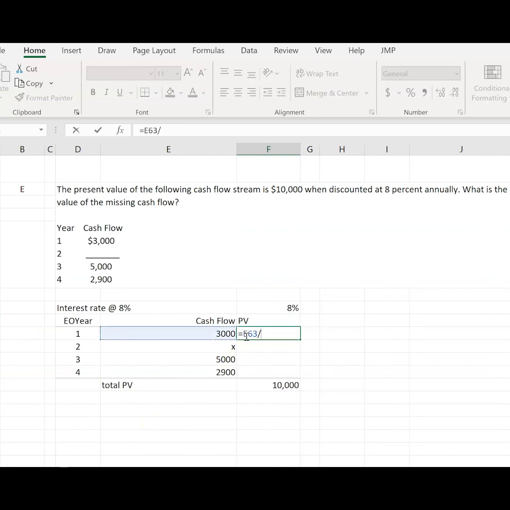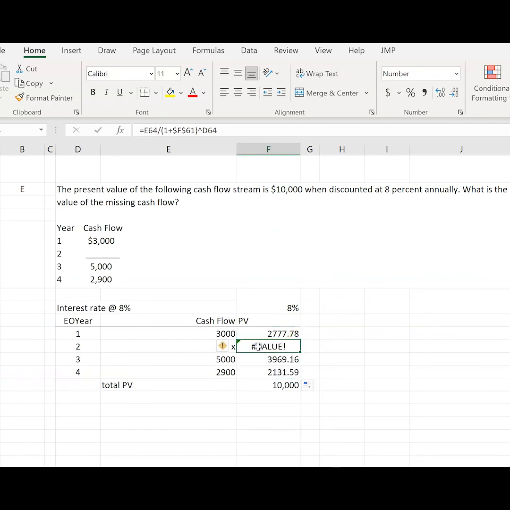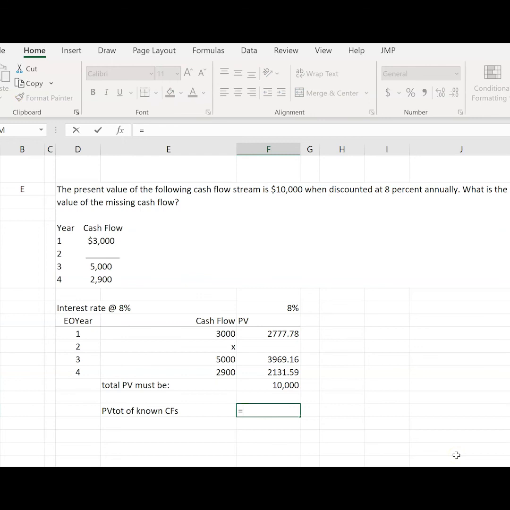All right, so let's go ahead and see what we have. We'll take $3,000 and we'll discount that back using our 8%. Now we'll go ahead and copy that formula down. So what I'm going to do to figure out this problem is sum up all these present values that we have so far and figure out how far off we are from that $10,000 present value. So this is our PV total of the known cash flows. So we're not too far off from $10,000.